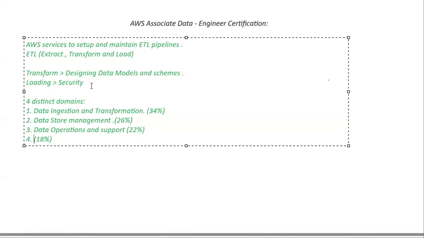For loading your data, you need to maintain your security, right? And how do you maintain your security? By governing who can access what data. That is authentication and authorization. By governing that, you can provide security. That will cover another 18% of your certification questions. The domain is data security and governance.